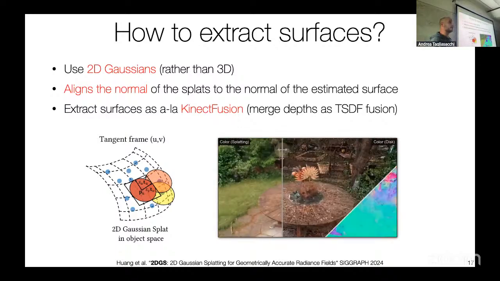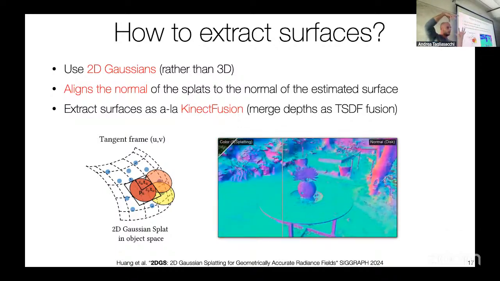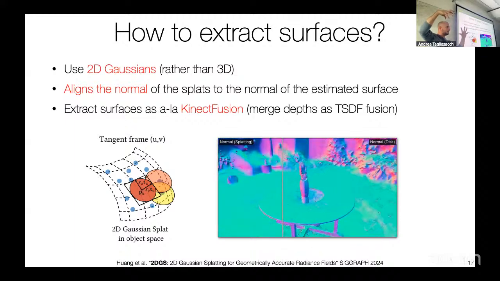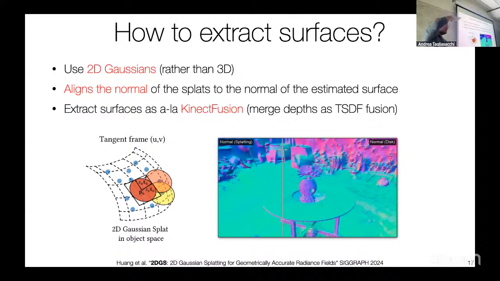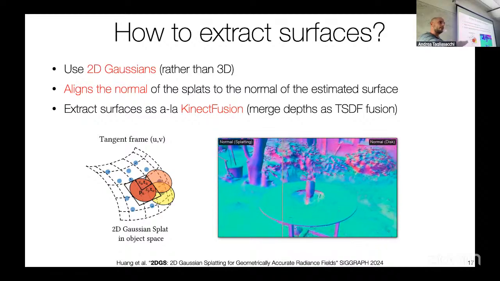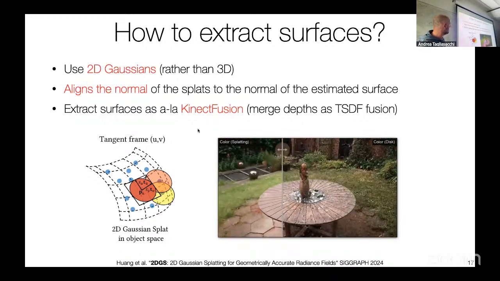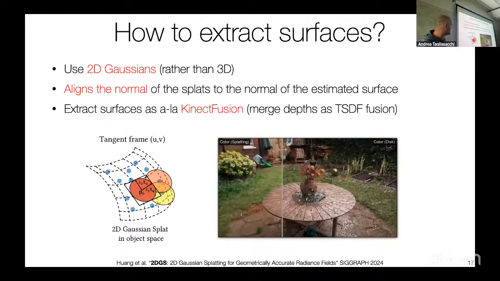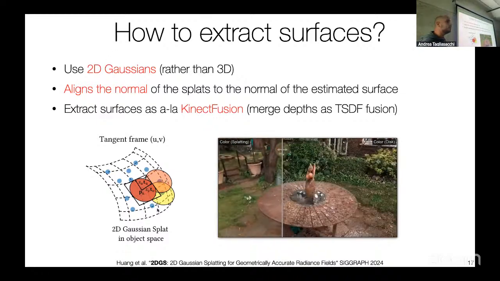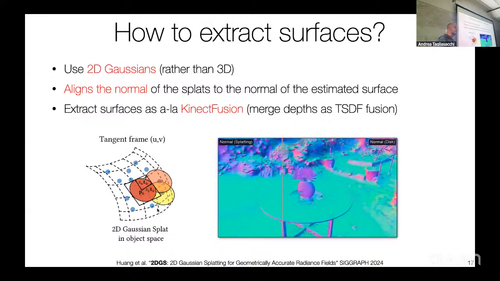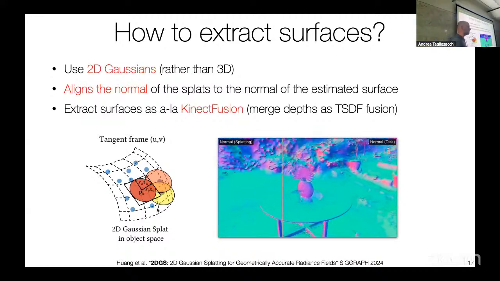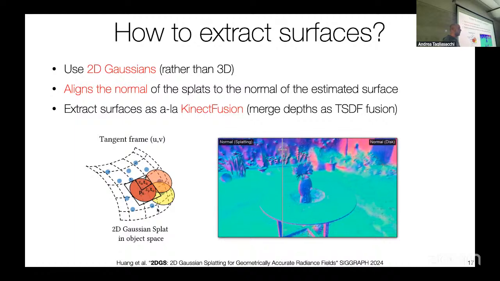What I can do is that rather than using an actual anisotropic 3D Gaussian that represents a volumetric function, I can instead use flattened Gaussians onto a planar splat, right? So they introduce this concept of 2D Gaussians, and then they have a way of splatting all of these Gaussians into an implicit function, from which then we can extract a surface using a Kinect Fusion-like process, okay?